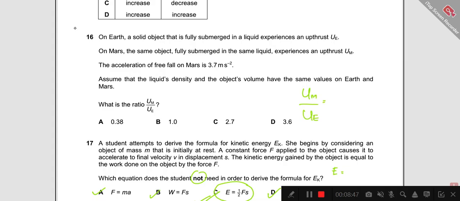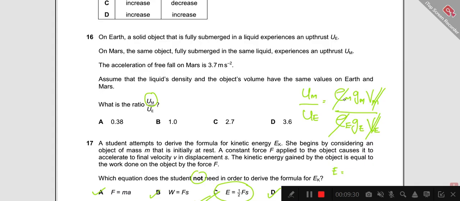What is the formula for upthrust force? It's rho g V, right? So the density on Mars, gravity of Mars, volume displaced on Mars. And for Earth, the density on Earth, gravity of Earth, volume of the liquid displaced on Earth. They said that the density is the same on Mars and Earth, so both will be the same and cancel. They said that the volume of the object, and hence the volume of displaced liquid, is the same on Earth and Mars, so that will also cancel. This means the ratio of thrust on Mars over thrust on Earth should equal the ratio of gravity on Mars over the gravity on Earth.